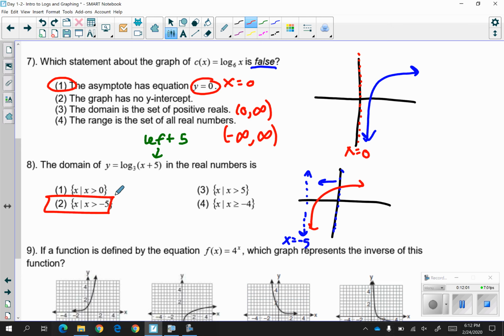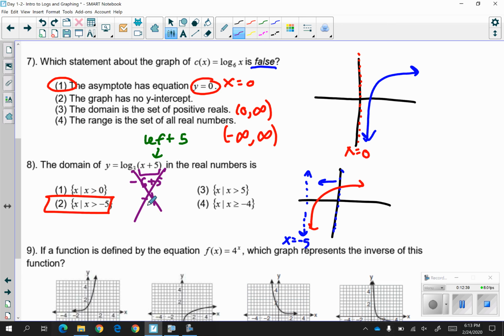Now that's if you think about it graphically. If you want to think about it algebraically, you can just know that you can never get a negative value inside the parentheses of a log. So for example, why negative 6 won't work is because if you had negative 6 plus 5, that gives you a negative value inside the parentheses. And that's no good. If you try to put that in your calculator, log base 3 of negative 1, your calculator will tell you error. So that's definitely not good.